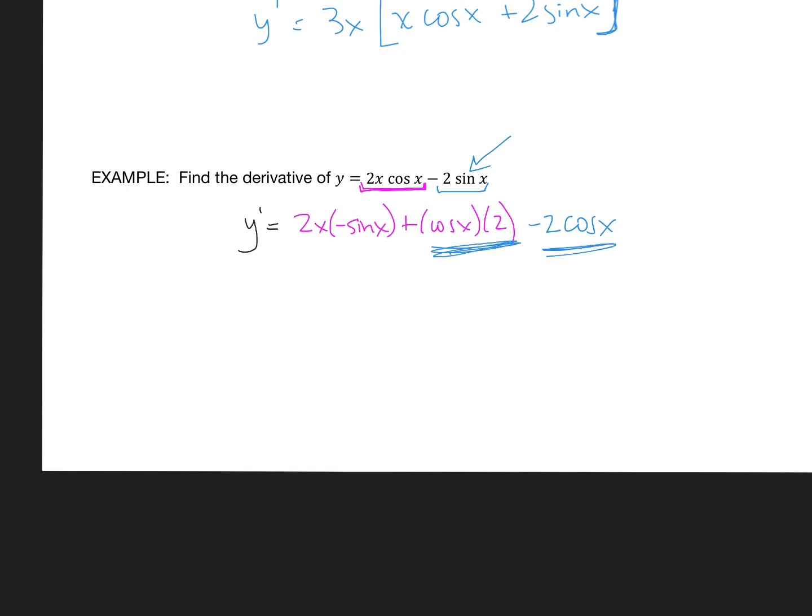Okay, so now let's see what happens here. This and this are opposites of each other. Those cancel each other out. So my final answer here as far as the derivative is negative 2x, or I just move that out in front, times the sine of x.